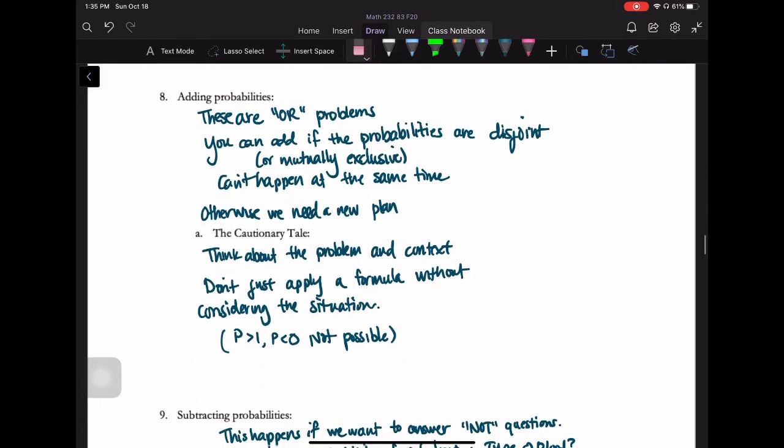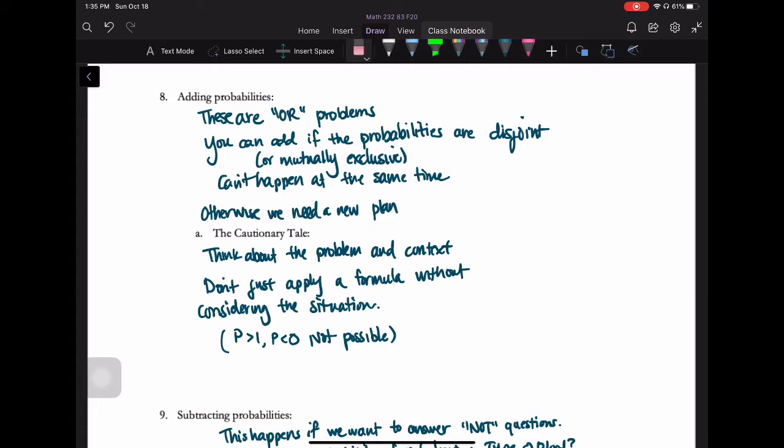You can add probabilities. If I wanted to know what's the probability of being a Republican or a Liberal Party member in Napa County, I could add up all of the Republicans, add up all the Liberal Party members, and that would be the probability. These are what we call "or" problems, because I said what's the probability of being a Republican or a Liberal Party member? And you can add these probabilities if you're dealing with disjoint data. And disjoint data is data that is mutually exclusive, which means it can't happen at the same time.